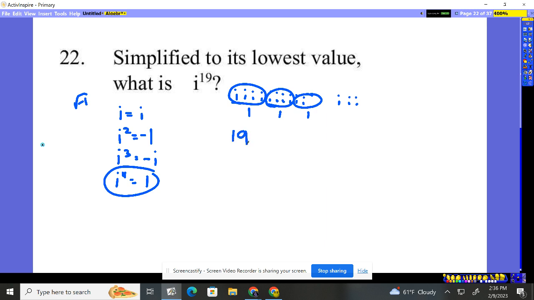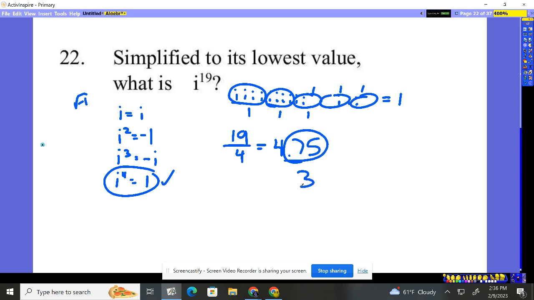So all we do is we take our calculator, we do 19 divided by 4. In this case, that would give us 4.75. This right here tells me how many were left over. If there's nothing left over, you know it's just a perfect set of 4s, and so everybody's worth 1, and 1 multiplied out a million times is still 1. But in this case, we had 75 cents left over. How many quarters is that? 3. That means if I did i to the 19th, I would have had 3 guys left over.